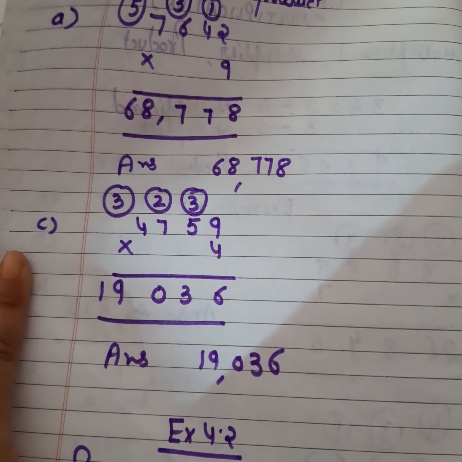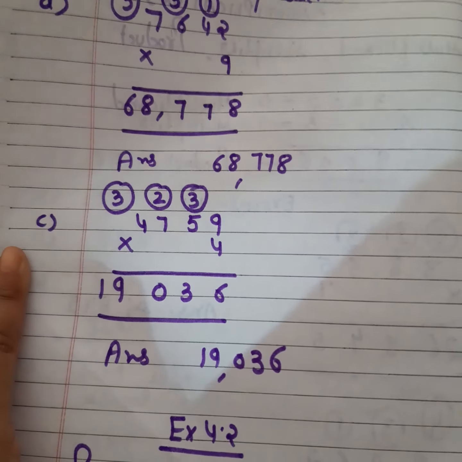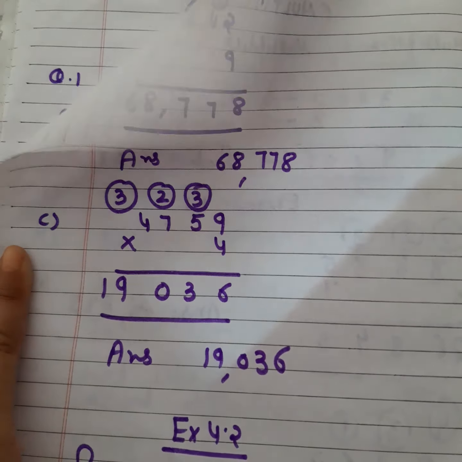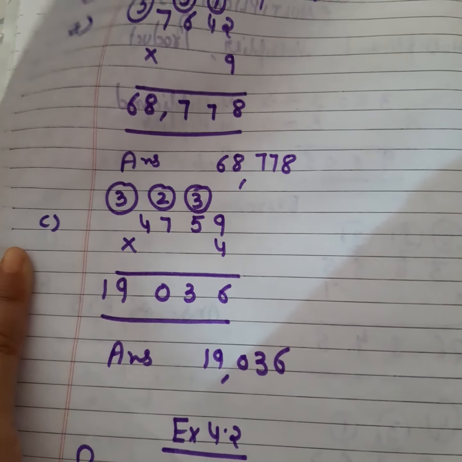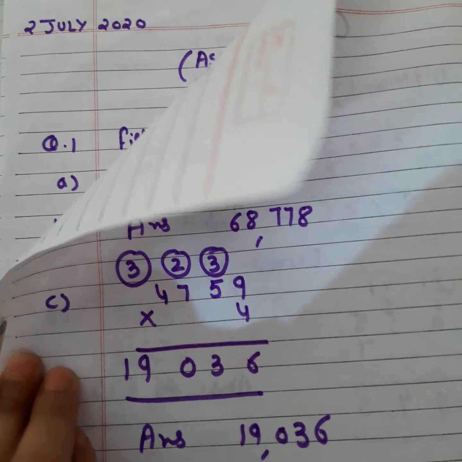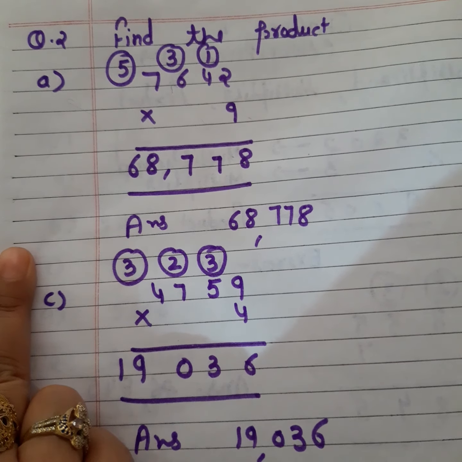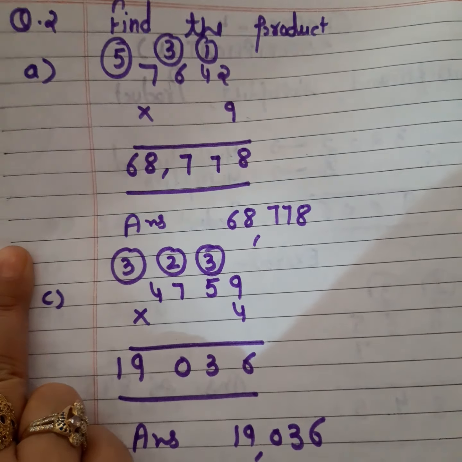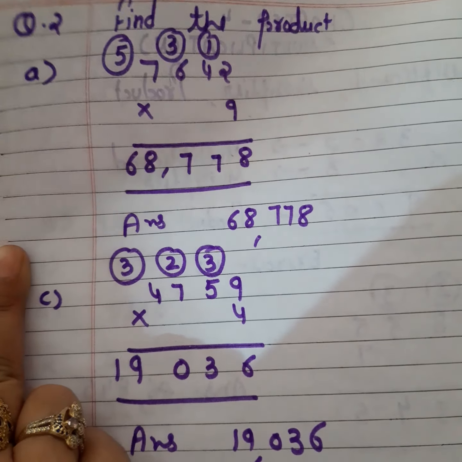Again in the C part, what you have to do here, you have to multiply 4,759 with your 4. So you should be knowing about the table of 4 here. The same procedure will be applied here. 4 9s are 36. 6 will be here and 3 will go here. 4 5s are 20. 20 plus 3 is 23. 3 will come and 2 will go as a carry.